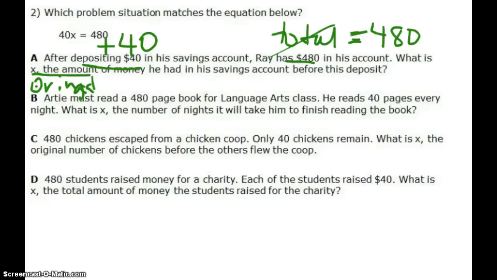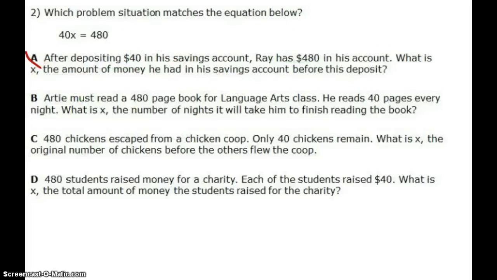So when you think about an equation for this problem, you're going to think, okay, if you're depositing money, you start with a certain amount of money. We don't know what that is, so that's X. X, the original amount of money, plus $40 gives you a total of $480. Does the equation that we wrote match our original equation? No, it does not. So, not A. All right, let's look at the next one.